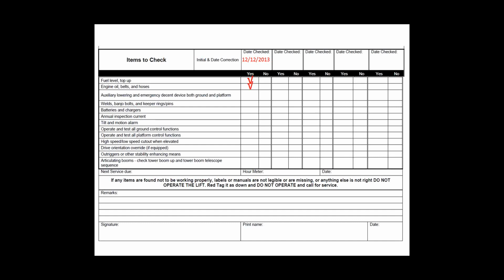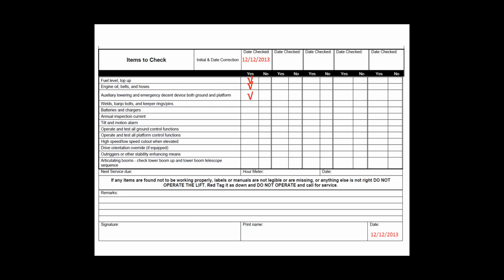We need to make sure that the engine oil is at its proper level, that the belts are in good condition because the belt runs the alternator on some machines, which charges the battery. The battery is something that we may need to have in part of an emergency rescue or a ground rescue if something goes wrong with the machine. And again, all hoses are in good shape.